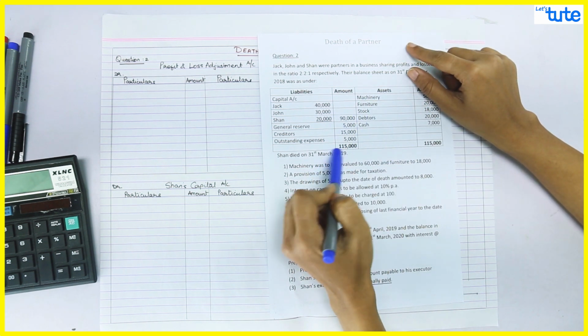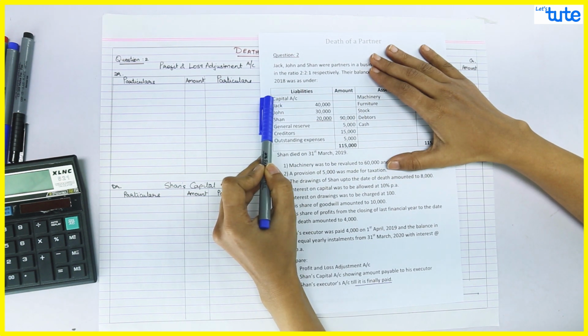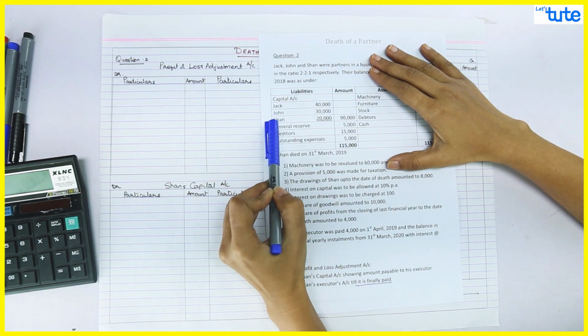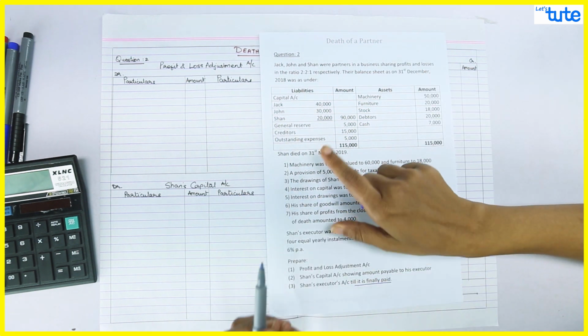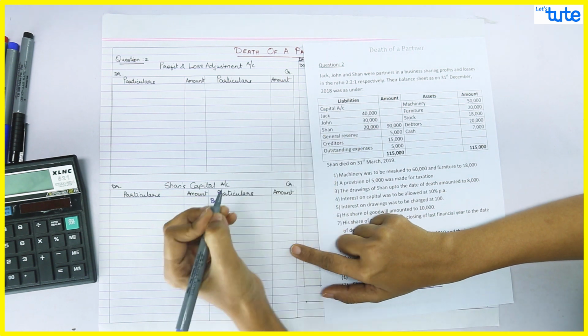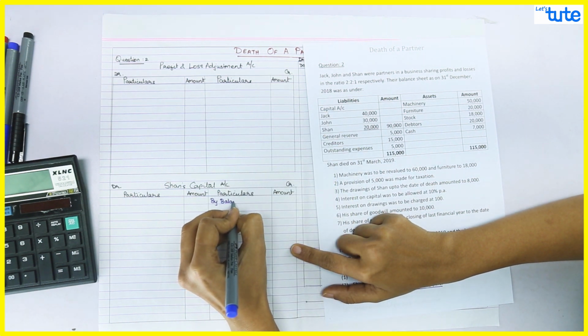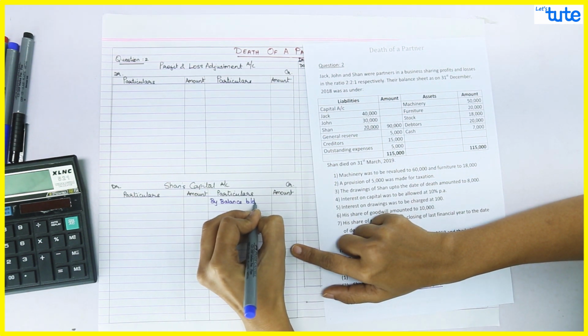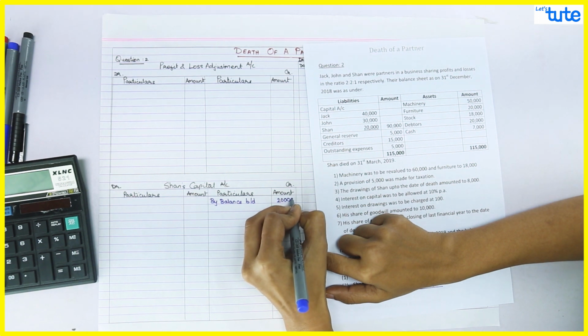First of all, if we think about the balance sheet, there is no capital account for Jack and John, but we have a capital account of Sean. So first Sean's capital will go to Sean's capital opening balance. Since it is on the liability side, it would be a credit balance. By balance brought down. And Sean's capital is 20,000.